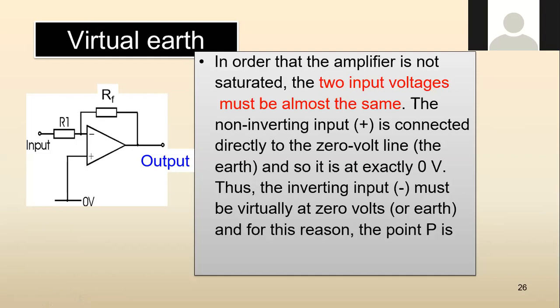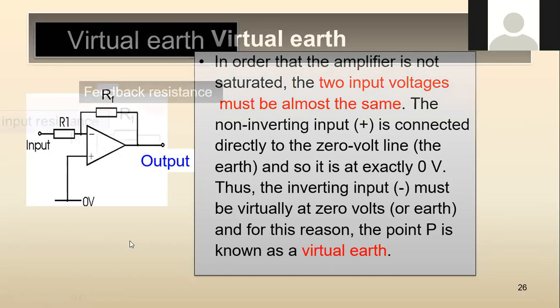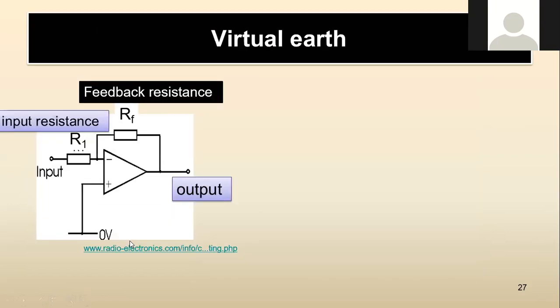Right? Or we call it virtually zero or virtual earth. That point there is your virtual earth. It's not connected to earth, but because of this zero, we want this one to be zero. It's called virtual earth. How do we make it to be virtual earth? There's a feedback resistance. How does R1 become your input resistance?